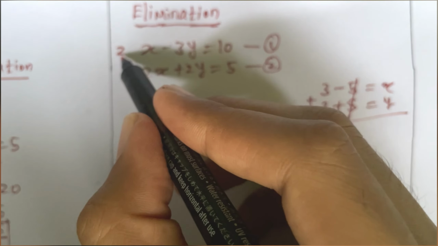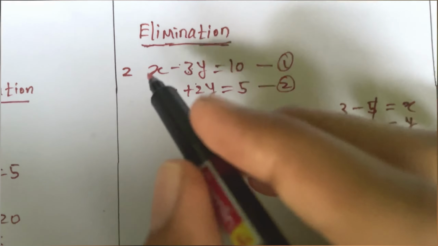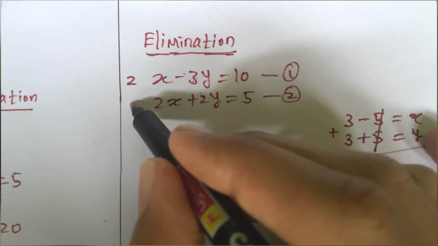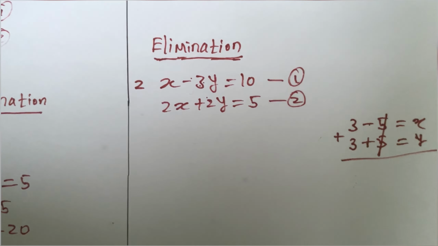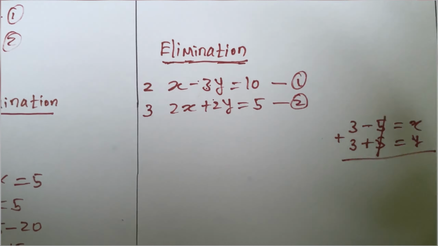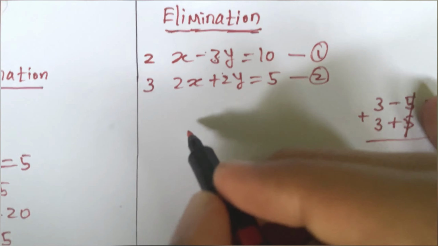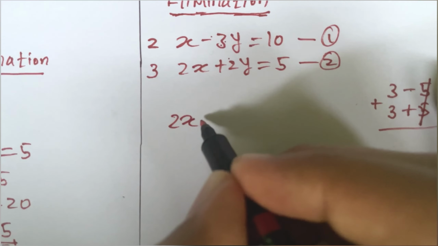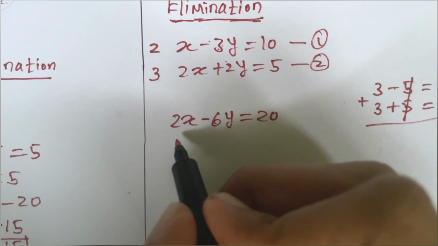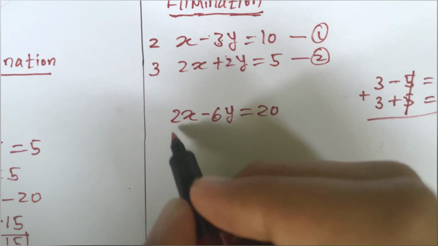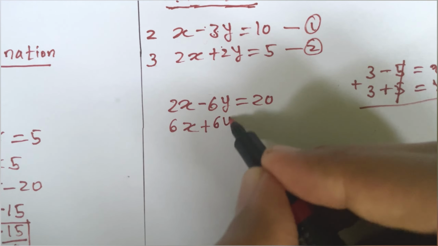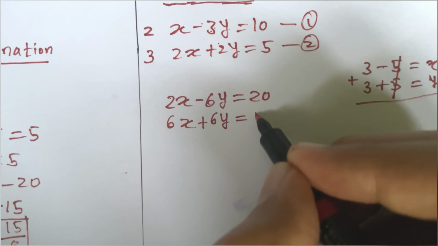So what we will do, we will multiply this equation by 2 to make this term 6, and then we will multiply this equation by 3 to make this term 6. Okay, so the new equations we will get are 2x minus 6y equals 20, and the other equation will be 6x plus 6y equals 15.